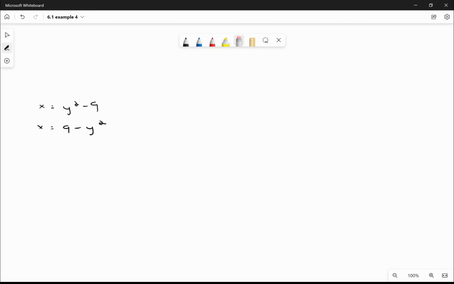Okay, so we are going to find the area of the region enclosed by these two curves, x equals y squared minus 9, and x equals 9 minus y squared. So these are really functions of the form g of y equals x, or x equals g of y. This is going to be a good example of the scenario where we have a left and right function as opposed to a top and bottom function. So first we want to, of course, graph these.